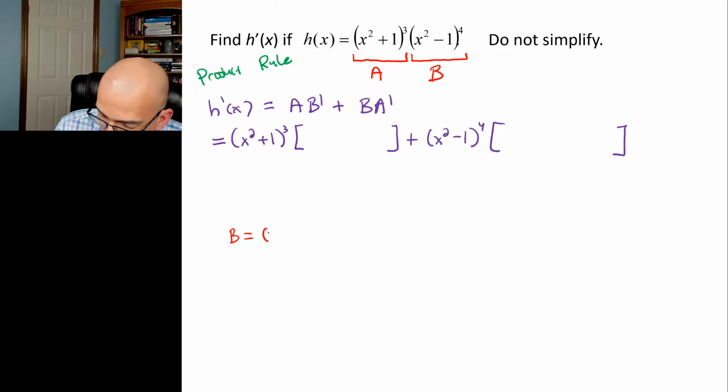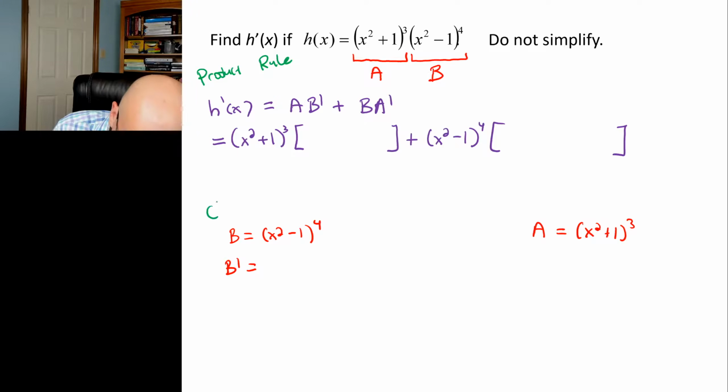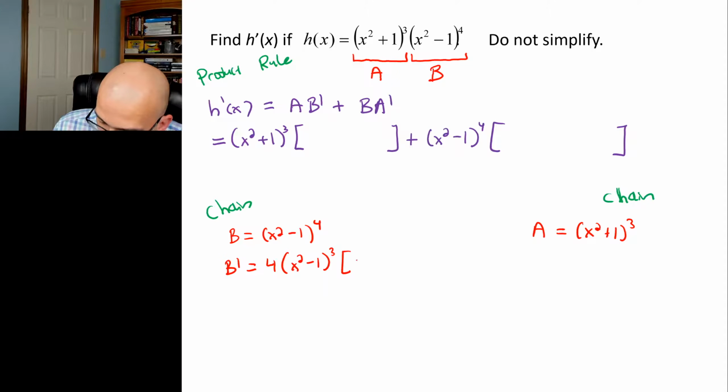So b is equal to x squared minus 1 to the power of 4. A is equal to x squared plus 1 to the power of 3. B prime will be, the 4 will come down. So this is a chain rule. This one will be a chain rule as well. So the 4 will come down. We'll have x squared minus 1 to the power of 3 multiplied by the derivative of the inside. So I'm going to take that and plug it in up above. 4 times x squared minus 1 to the power of 3 times 2x.